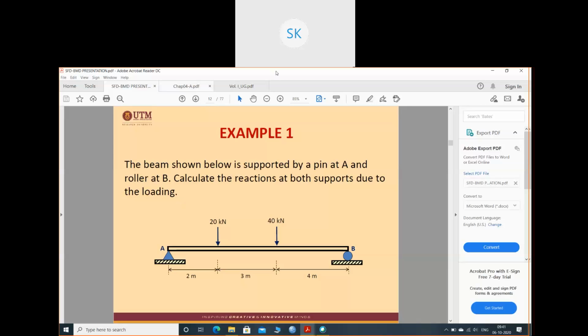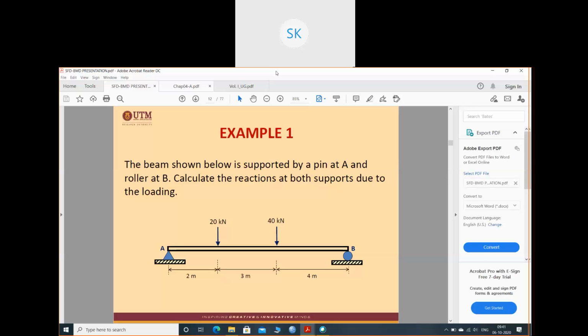This is same like method of joints and method of sections. What do we do first? First, we draw the free body diagram of the member or structure, whatever value we have been given. We first draw the free body diagram, right? Then we find out the support reactions.